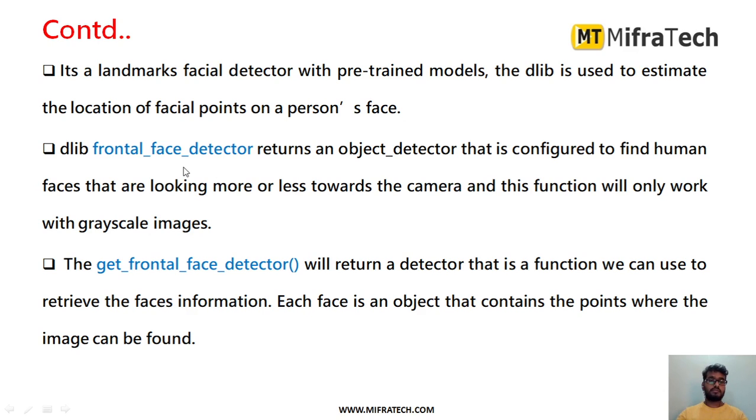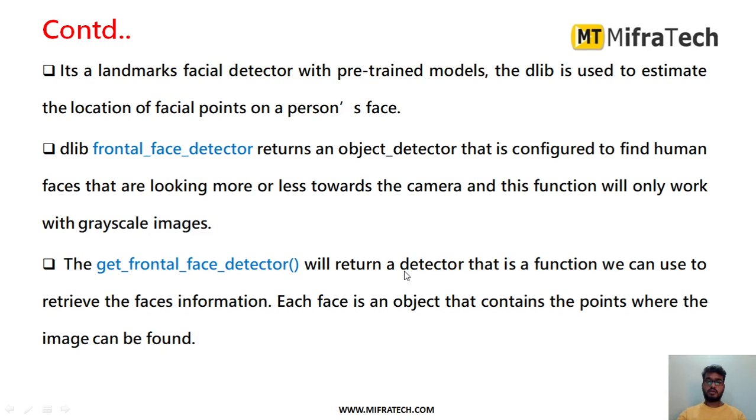Dlib's frontal face detector mainly returns an object detector that is configured to find human faces. As I told, this frontal face detector will return an object detector. It is configured to find human faces looking at the camera. We are going to recognize the human faces. It mainly works with grayscale images only. So before feeding into this algorithm, we have to convert our video cam image or a normal image to grayscale.